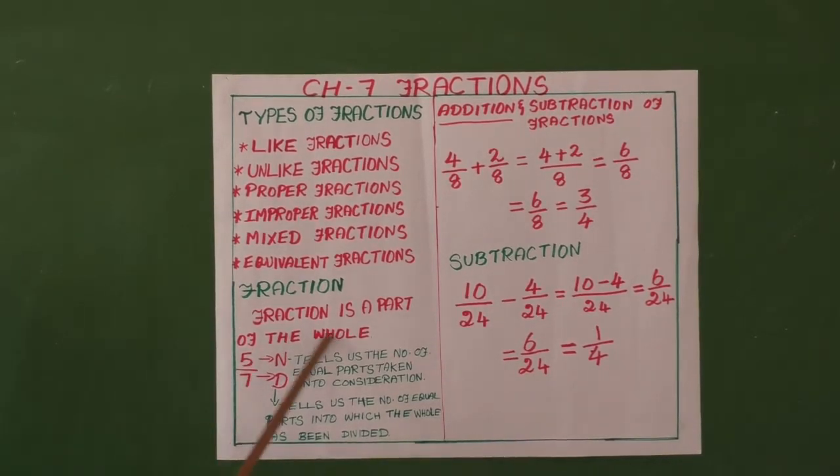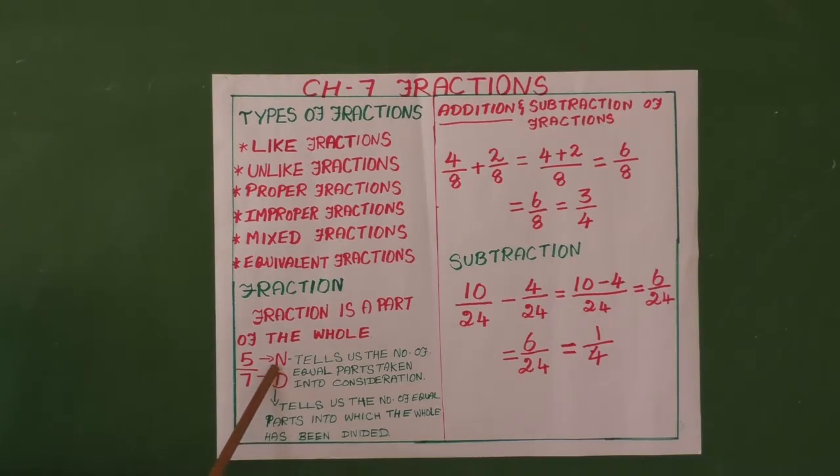Fraction is a part of the whole. We have two parts in a fraction. See, for example, 5 by 7. In this 5 by 7, 5 is the numerator and 7 is the denominator. The numerator tells us the number of equal parts taken into consideration.